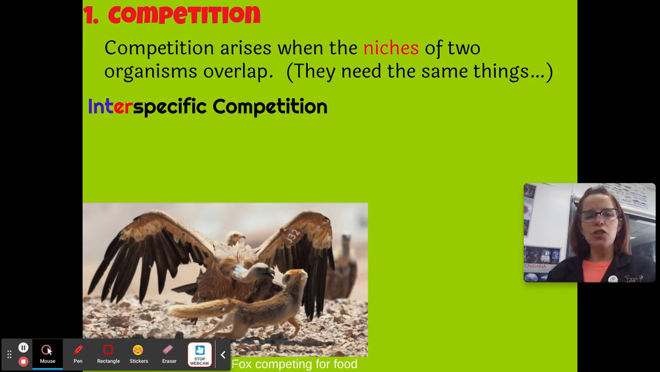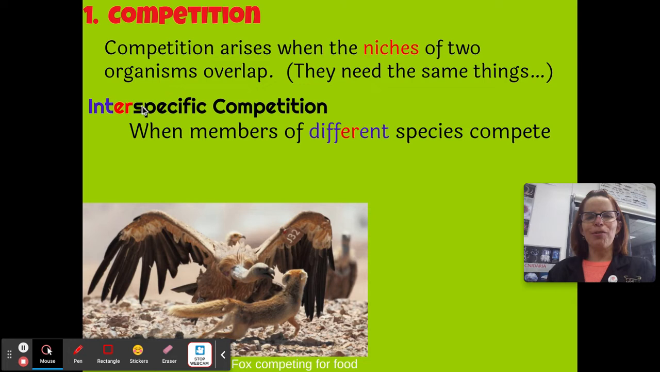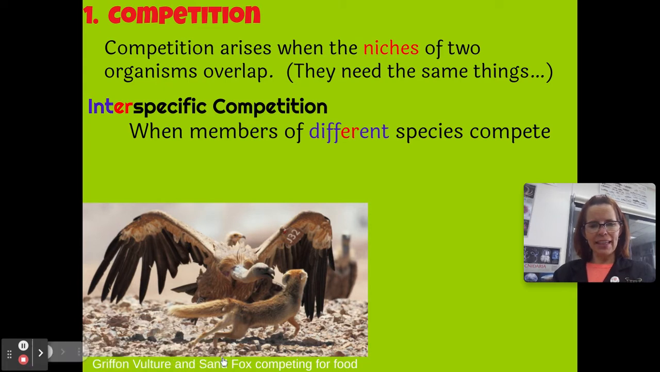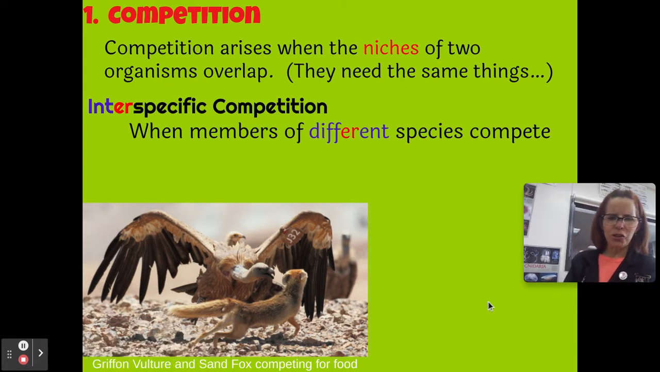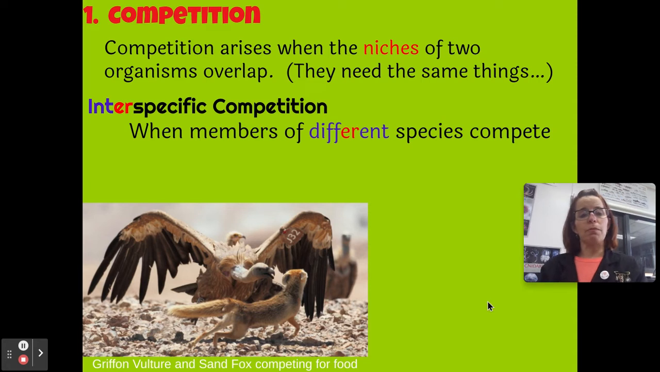It's called interspecific competition. So do you see the word species in that word? Right there, interspecies. So inter means it's when different species compete. I highlight the ER to help you notice. Different species is interspecific. So that's like what we see down at the bottom. The griffin vulture and the sand fox, they're competing for some food. So that would be an example of interspecific competition.